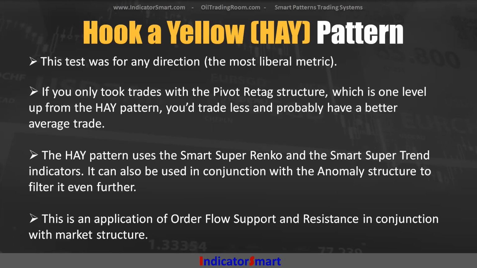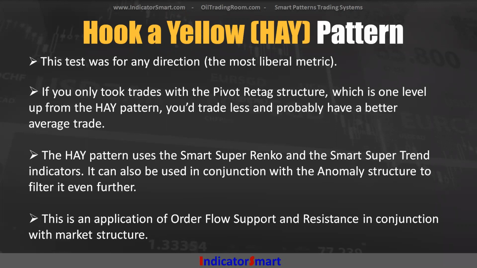So the hay pattern uses the smart super Renko and the smart super trend to create kind of a quasi pivot retag, based on the order flow. Because when order flow acceleration is occurring where those yellow ticks are on the chart, the market wants to trade away from those when it comes back through them. It's kind of like a slingshot or a rocket ship.